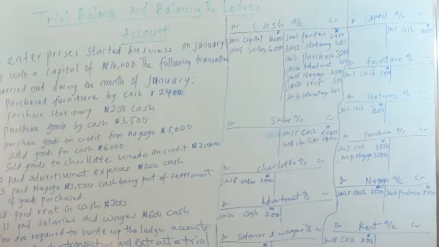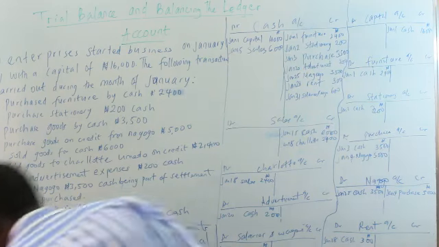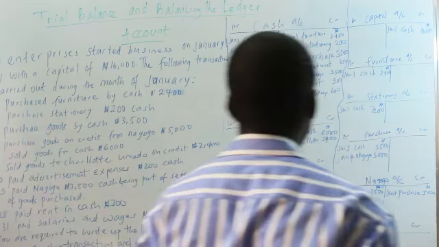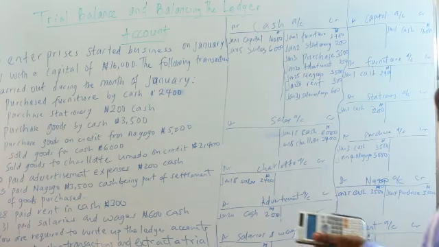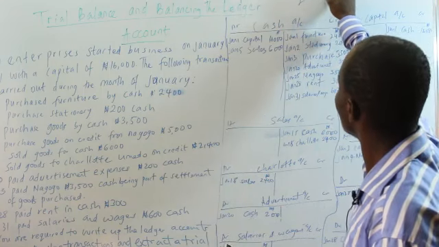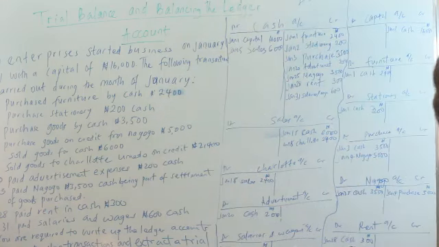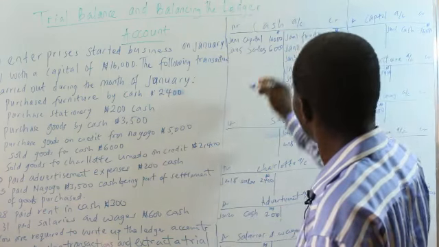The next thing is to balance the ledger accounts, because for us to extract the trial balance, we will need to balance the ledger accounts. We can easily balance the cash account: add all the entries on the debit side of the cash account. So we have 16,000 plus 6,000, that gives us 22,000.